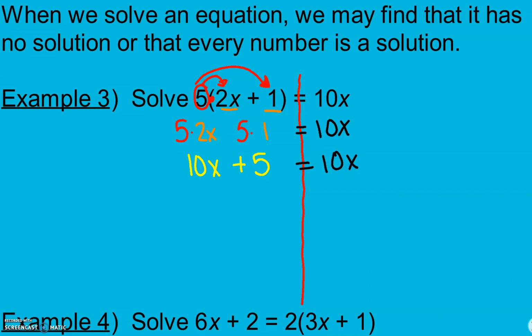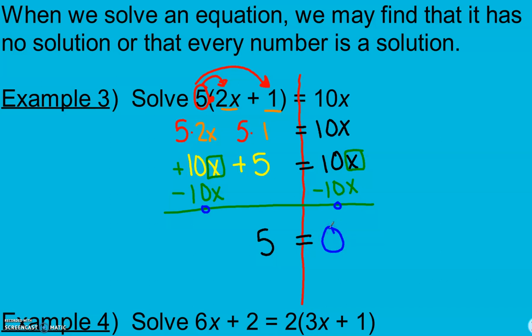Now, I'm going to move my variables so that I get them on the same side. So, I'm going to go ahead and subtract a 10x. Right now it's a positive 10, so I get rid of it by subtracting. 10 minus 10 is 0. So what I have left then is 5 equals, on my right side, all I have left is that 0. 10x minus 10x gives me nothing.